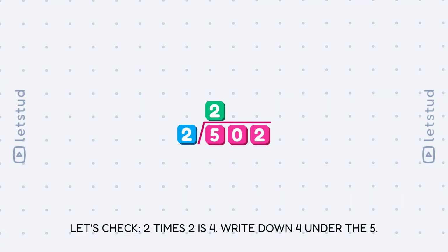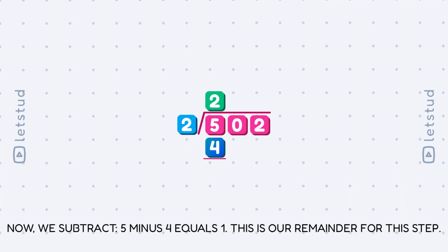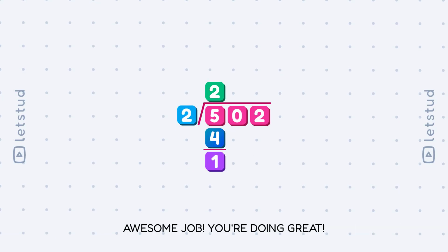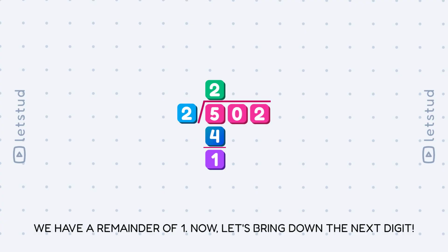Write down 4 under the 5. Now we subtract. 5 minus 4 equals 1. This is our remainder for this step. Awesome job, you're doing great. We have a remainder of 1.